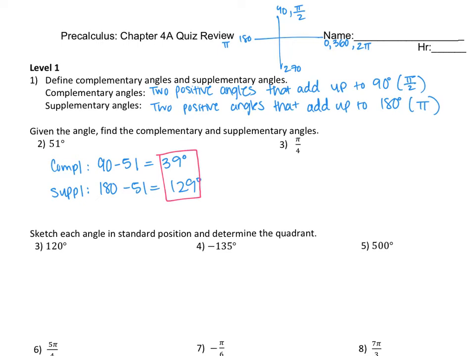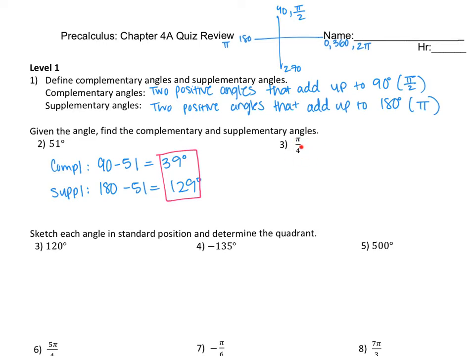So let's sum up what we did here. You're given an angle. To find your complementary and supplementary angles, you subtract from 90 degrees for complementary. Notice when you take 51 and add 39, those two angles add up to be 90 degrees. For supplementary, I had to take 180 and subtract 51. When I get 129 and add it with 51, I get 180. So that's how you would do it for degrees.